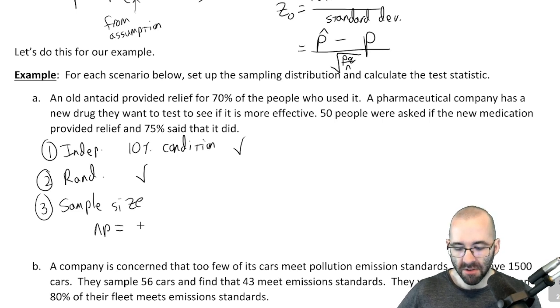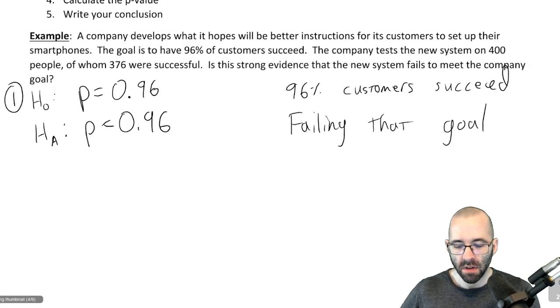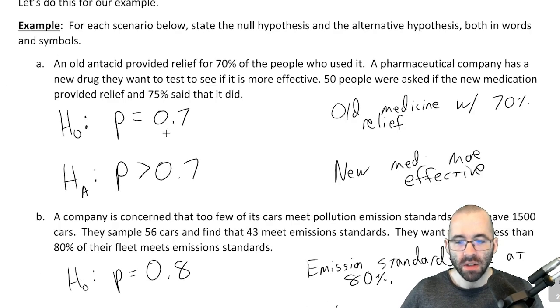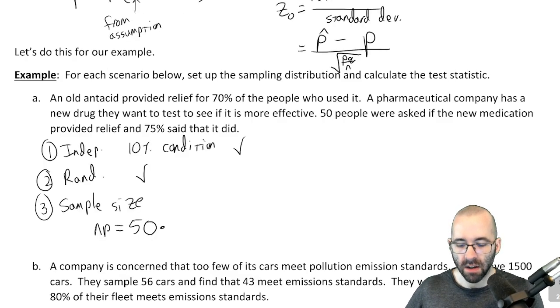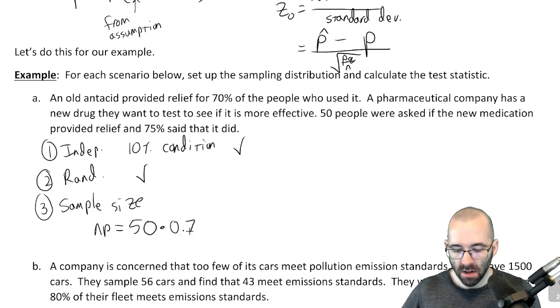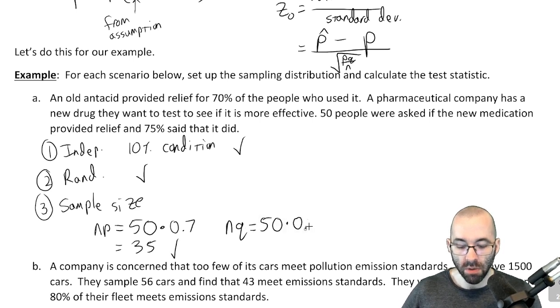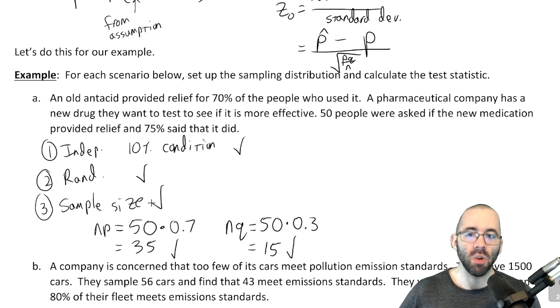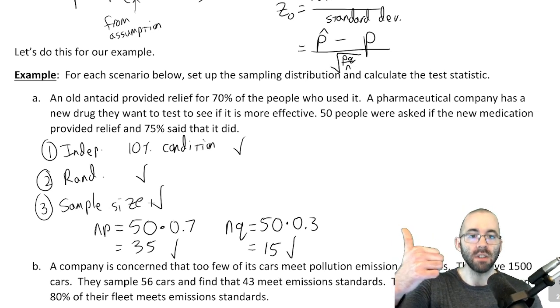Well, what is our sample size? It's 50. What did we assume p to be? We assumed p was 0.7, from back here. And when you do this, you get 35. Yeah, that's bigger than 10. Good. And the expected number of failures, 50 times 0.3, also needs to be at least 10. Multiply that out, you get 15. So yeah, that's more than 10. Great. The central limit theorem is all satisfied here.